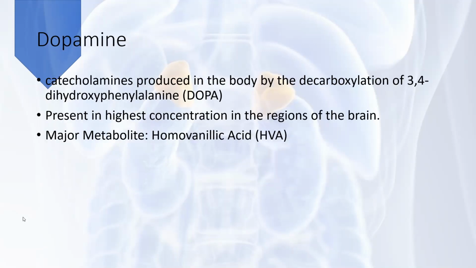Dopamine, on the other hand, is a catecholamine produced in the body by the decarboxylation of 3,4-dihydroxyphenylalanine, your DOPA. Its major metabolite is homovanillic acid. Sounds familiar? Yes.